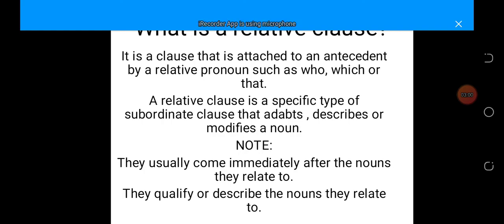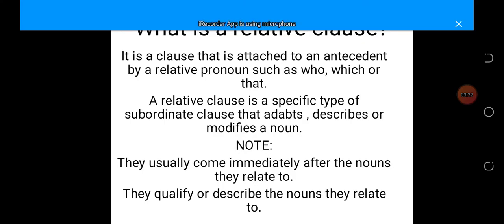A relative clause is a specific type of subordinate clause that adapts, describes, or modifies a noun. It means with this relative clause, it is very special, hence it works as a subordinate clause that describes or modifies the noun in that sentence. More examples will be given to explain this.